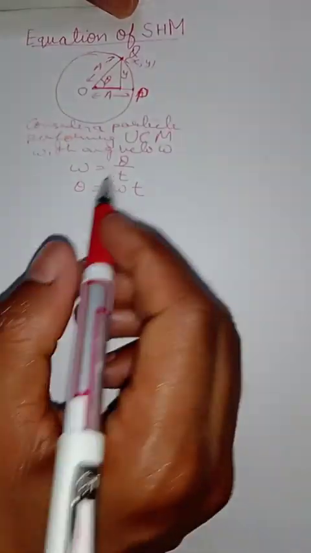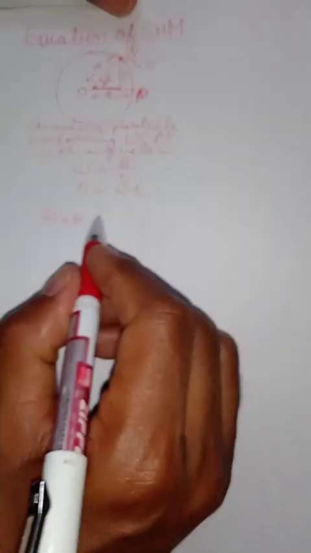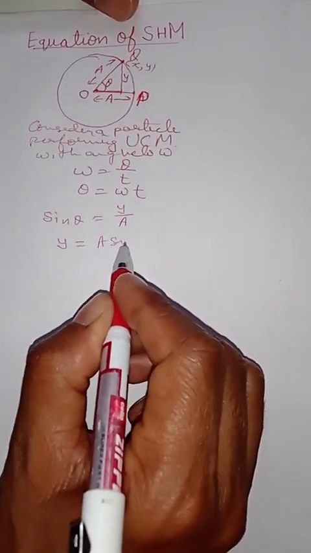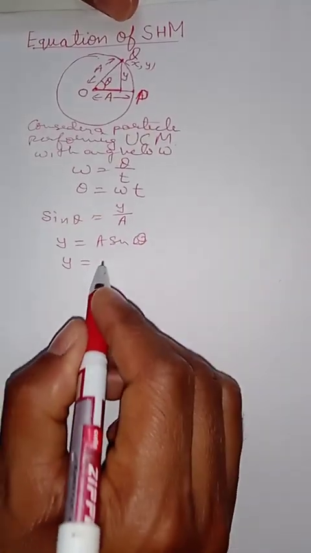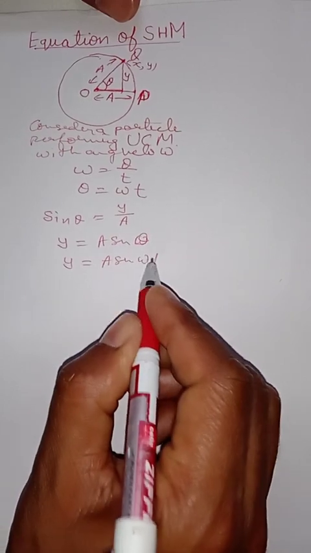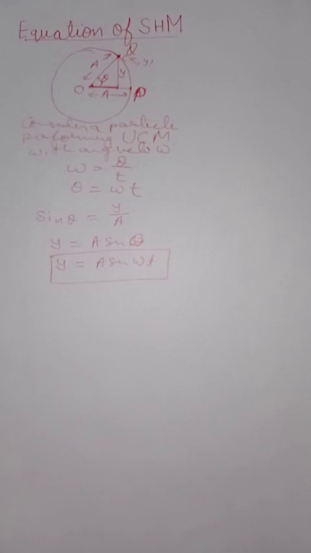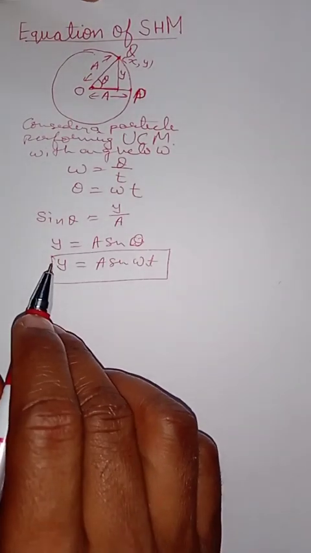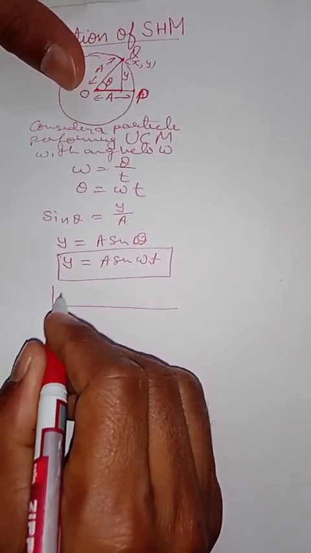Now we'll apply some trigonometry formula here. So sine theta in this diagram is y upon a. That means y equal to a sine theta, and theta is actually omega t, so y equal to a sine omega t. So this is a general form of simple harmonic motion, and it relates displacement with time. And if we draw its graph, it goes like this.